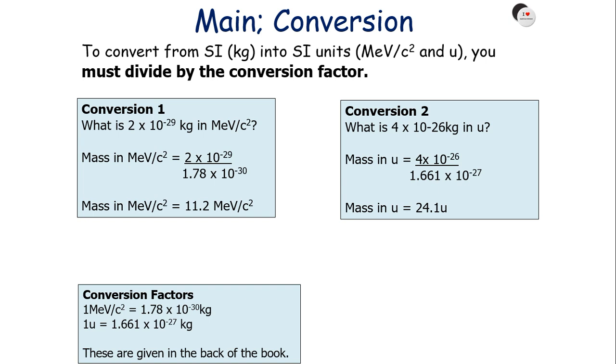Now, if you wanted to go out of a standard unit, out of SI, and into a non-SI unit, such as MeV over c squared or u, you no longer multiply by the conversion factor, you divide by the conversion factor. Now, you'll notice straight away, if you look through these values, that the reason why we select MeV over c squared and the reason why we select u is because it gives nice easy numbers to work with. So for example, 2 times 10 to the minus 29 kilograms becomes 11.2 MeV over c squared, and 4 times 10 to the minus 26 kilograms becomes 24.1 u. Nice easy numbers to work in.